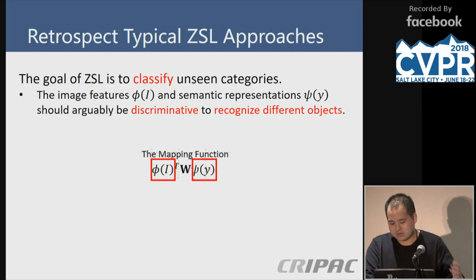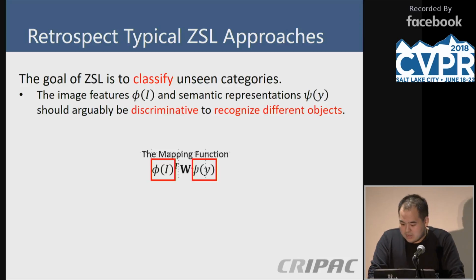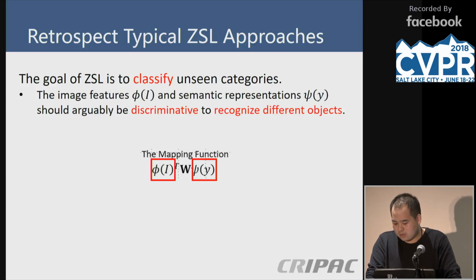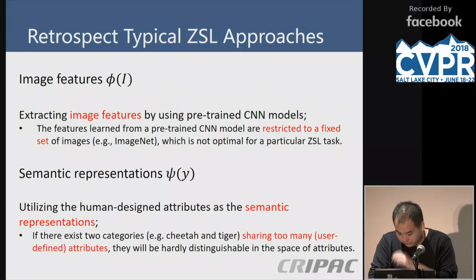Although such approaches have achieved promising results, we believe that it is still necessary to retrospect zero-shot learning from another viewpoint. We notice that the final goal of zero-shot learning is to classify unseen categories. Thus, the visual features and the semantic representations should be discriminative to recognize such different categories.